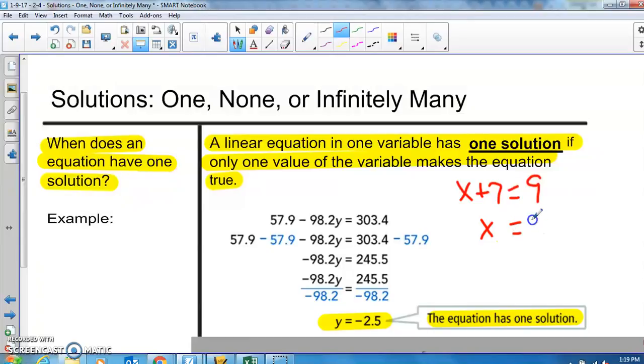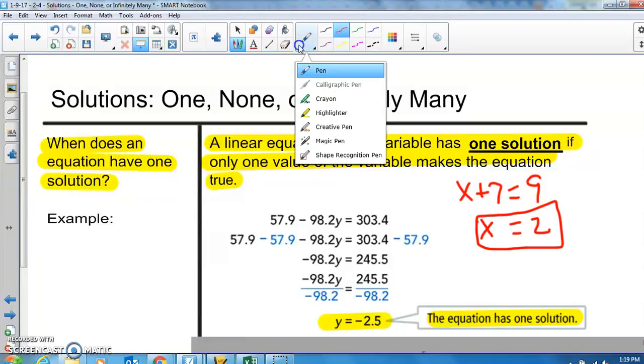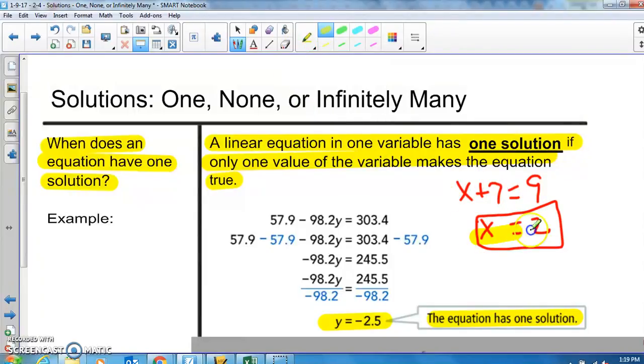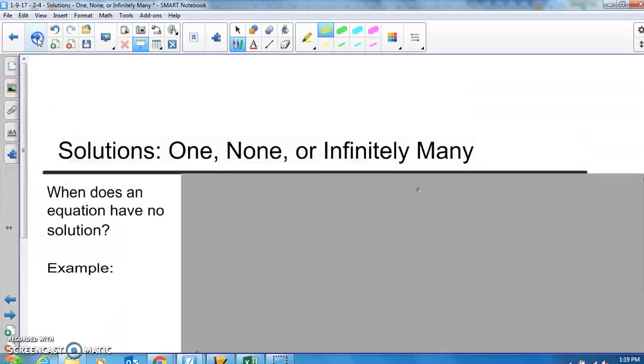Each one of you can understand why our answer is 2, because 2 plus 7 is 9. This right here represents where we have exactly one solution, because that is the only thing that x can equal to make that statement true. All right, so let's move to the next kind.